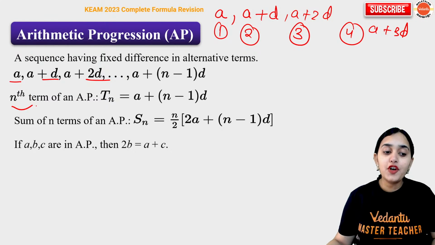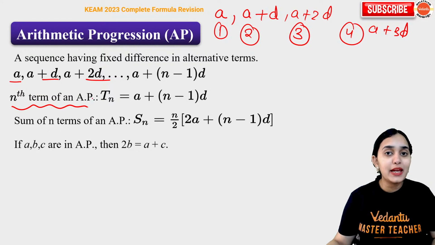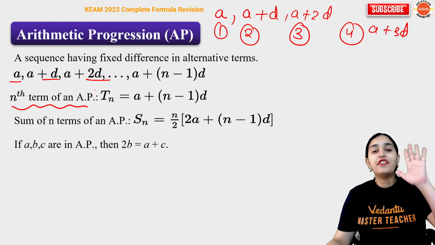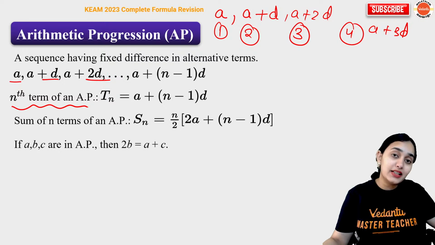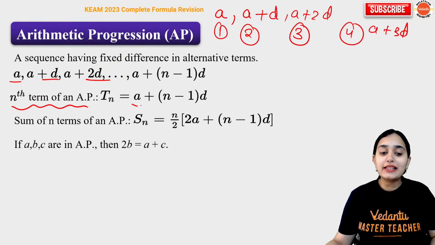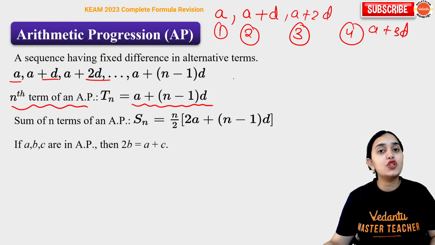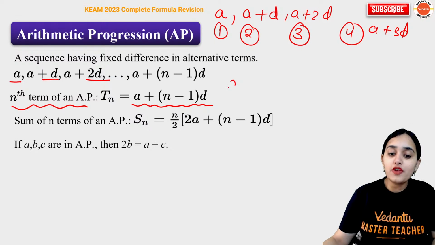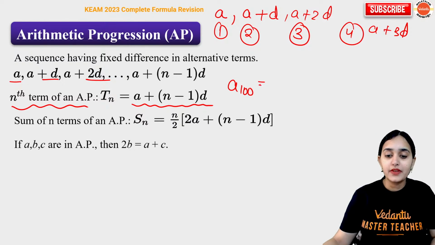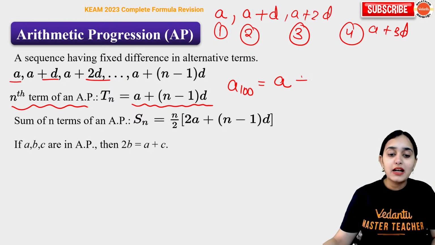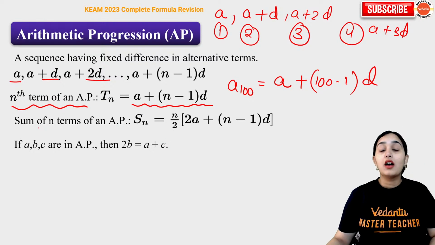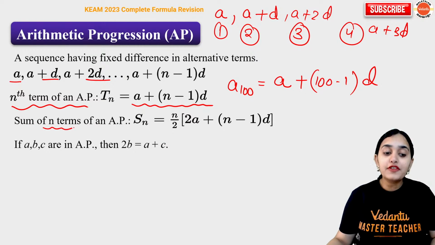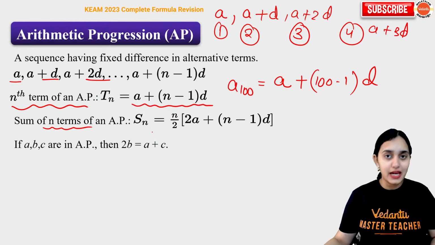Second, if you want to find out nth term of the AP, suppose you want to find out 5th term, 6th term, 8th term or 100th term, what will you do? The formula is a plus n minus 1 into d. So for example, you want to find out 100th term. So it is simply first term plus 100 minus 1 into common difference. Simple.